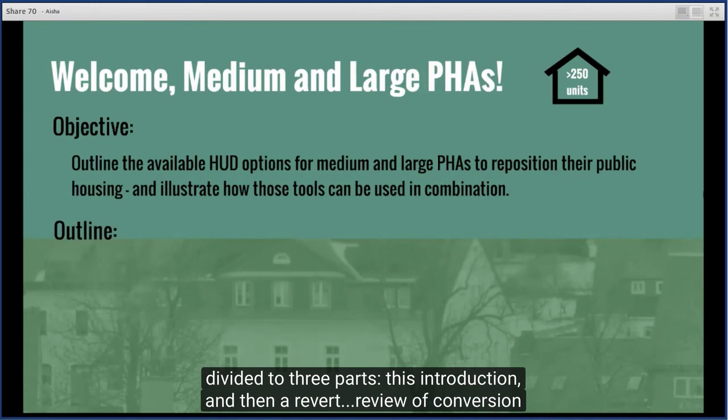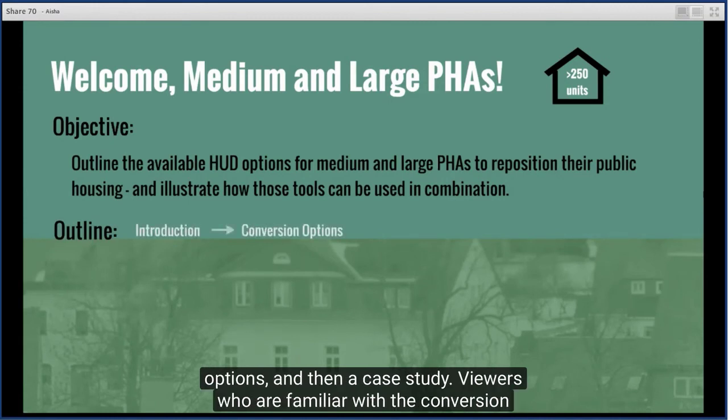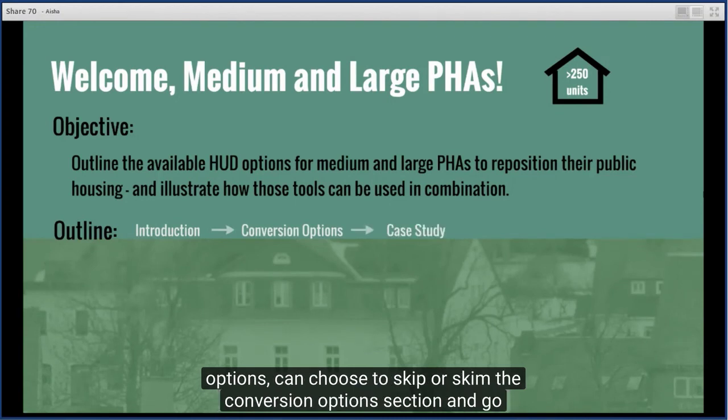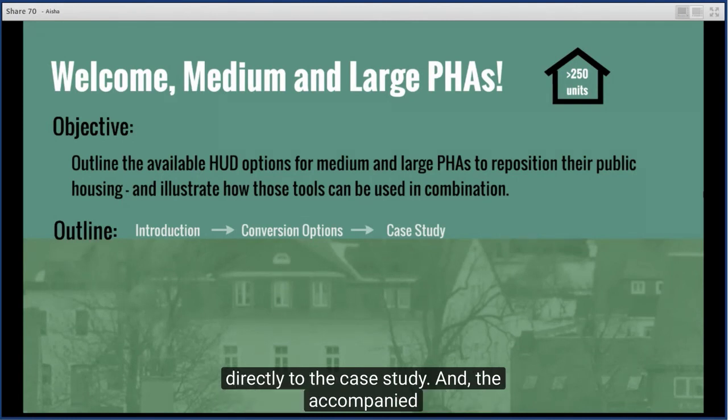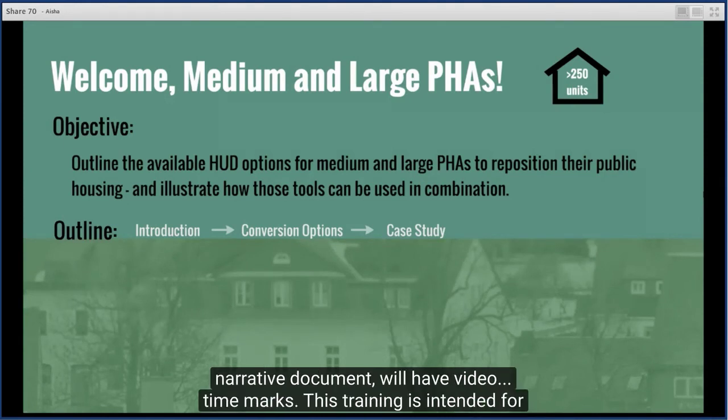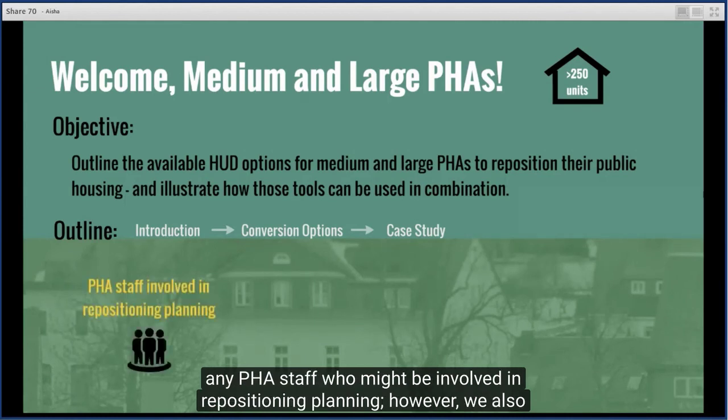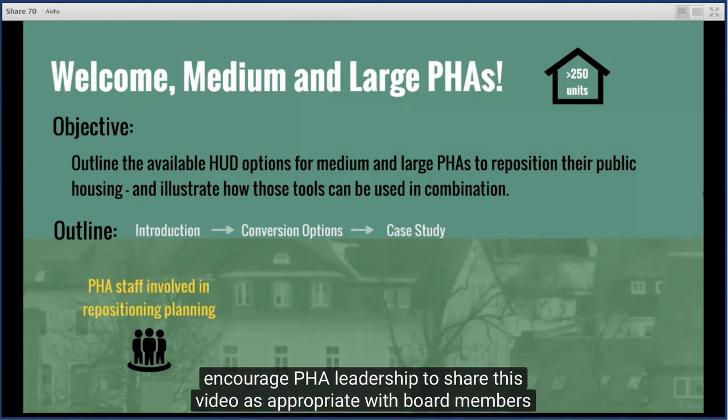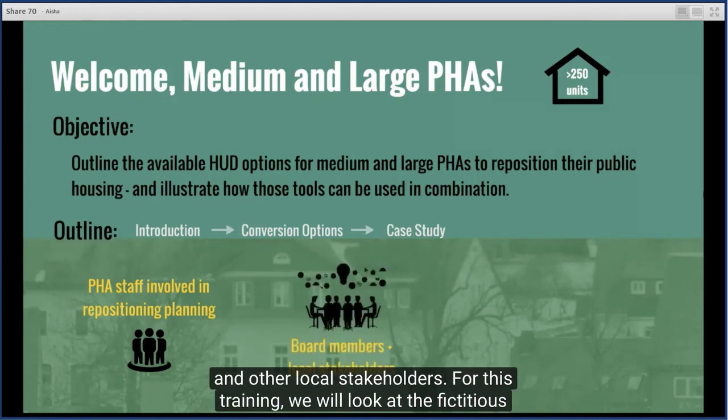This training is divided into three parts: this introduction, then a review of conversion options, and then a case study. Viewers who are familiar with the conversion options can choose to skip or skim the conversion options section and go directly to the case study, and the accompanying narrative document will have video time marks. This training is intended for any PHA staff who might be involved in repositioning planning. However, we also encourage PHA leadership to share this video as appropriate with board members and other local stakeholders.